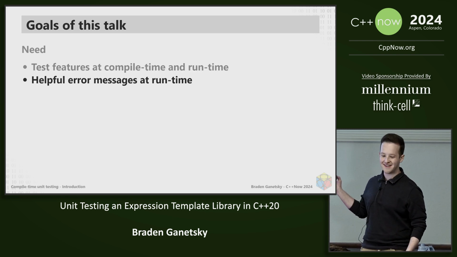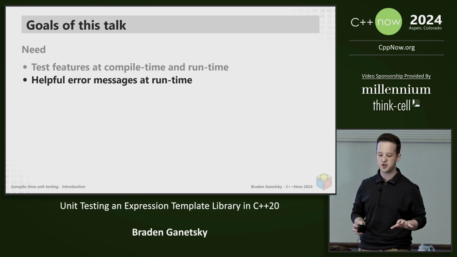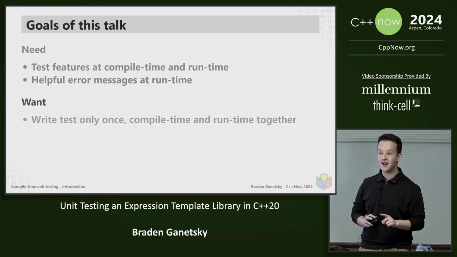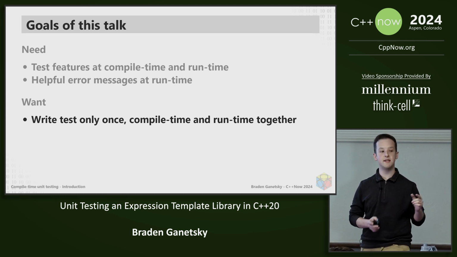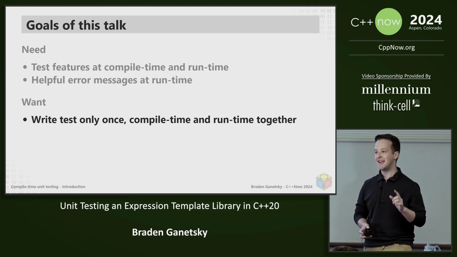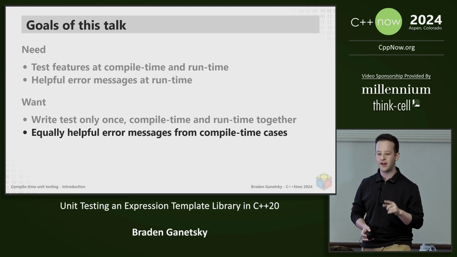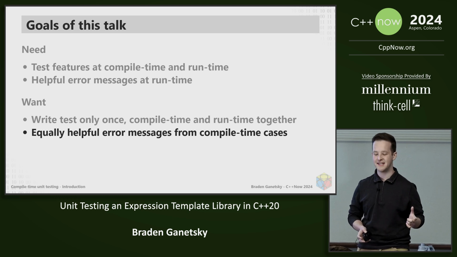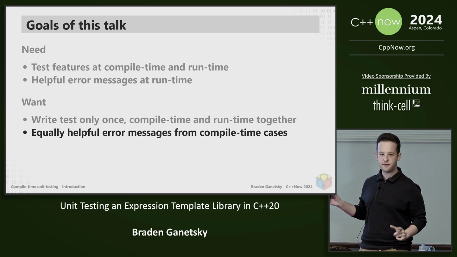Every test framework does this. I've never heard of a test framework that doesn't have helpful error messages at runtime, so we should be safe. But what I really want is to write the test only once, and it runs at both compile time and at runtime. And then even more, I want helpful error messages from my compile time test cases. So we'll see if we're able to do that, but I'm going to start by demoing my library.